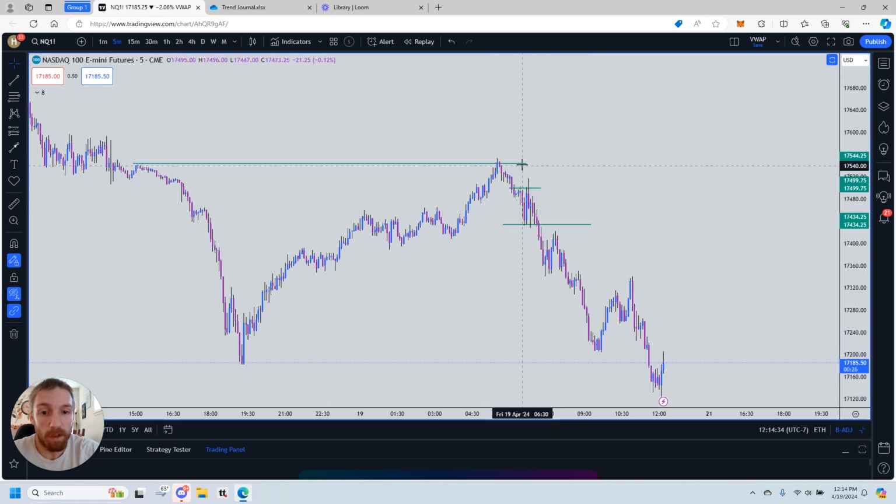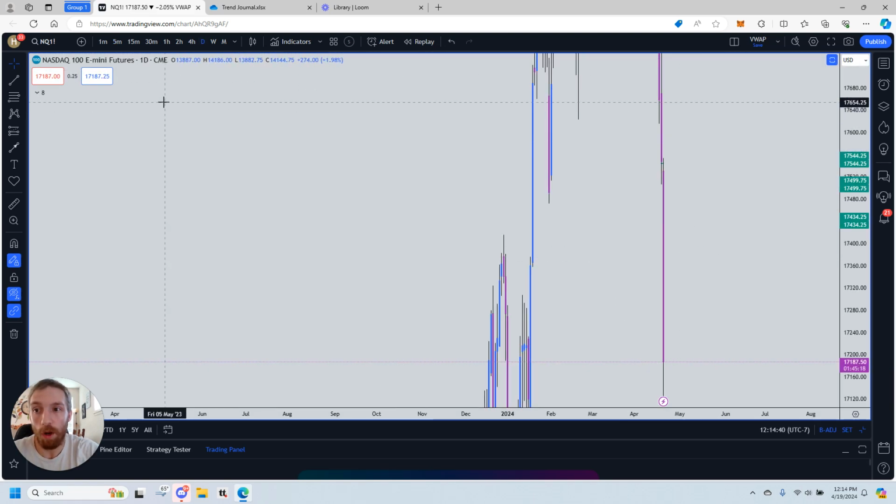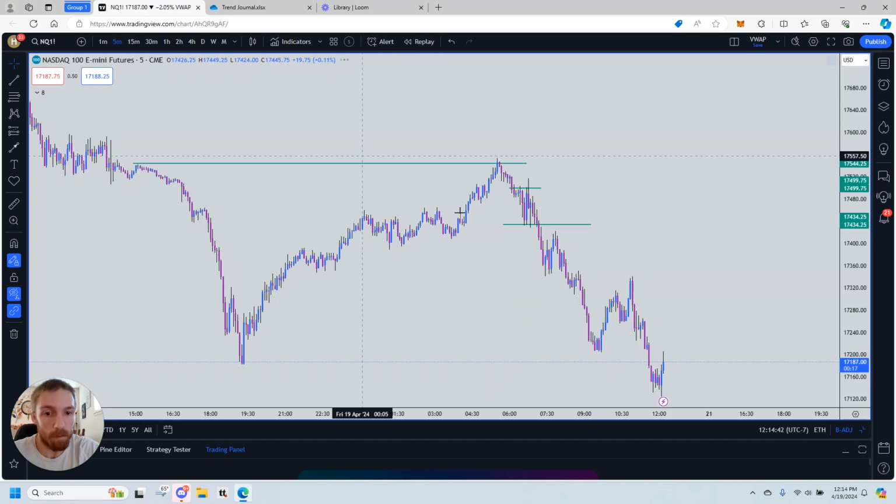So we're expecting kind of a downside move. We are in a downtrend. By our trend template, we are in a downtrend. And so we're looking for the ORB to break to the downside. So once it does break, you get into this candle here.